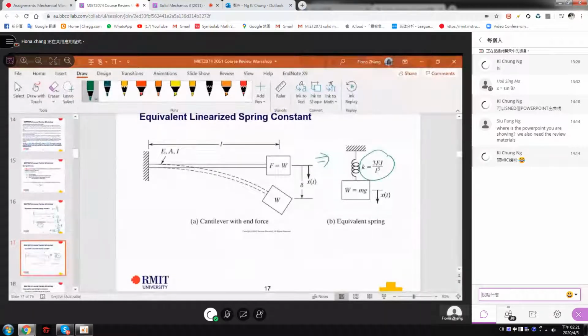Anyone know how to find out the K? Right, so this actually is derived from the deflection of the beam. You learned solid mechanics before, right? So if we go back, take a look at the beam deflection formula.